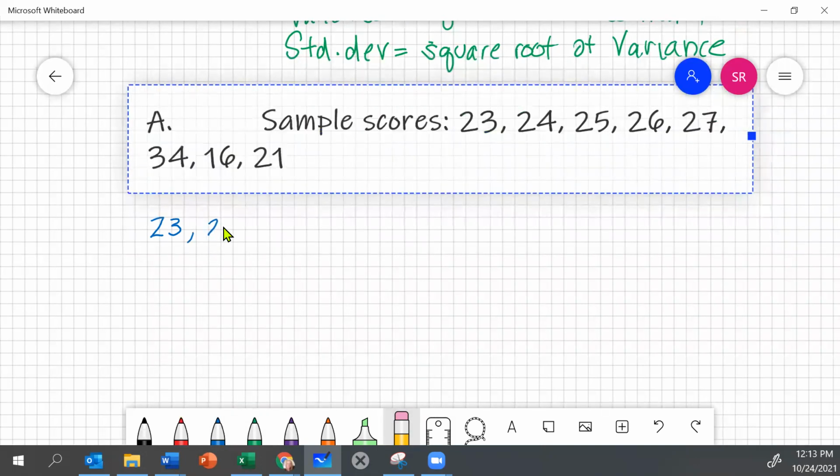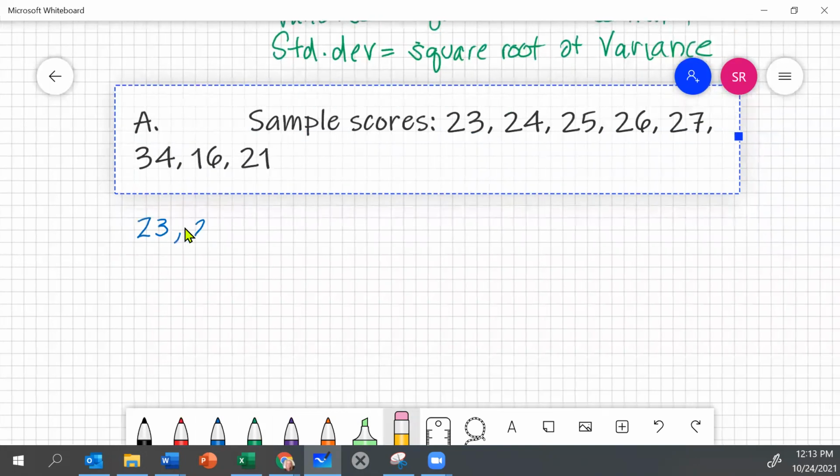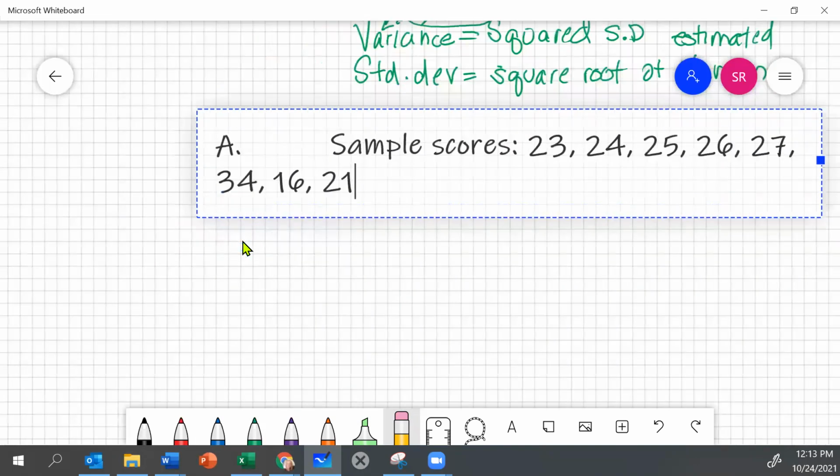So if we're going to apply our formula, we have to start with a few basic steps. The first thing we need to do is figure out the mean. You'll recall that the mean is just the sum of all the values divided by n, the number of values. And so let's calculate the sum of our values first.